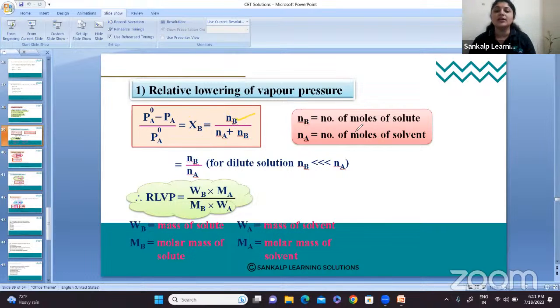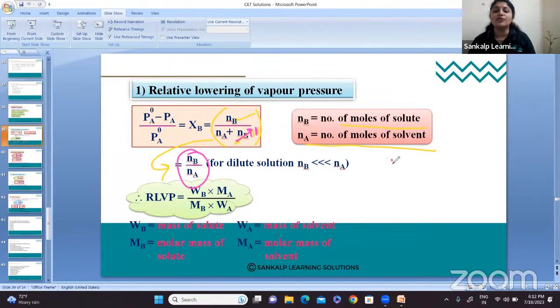NB is the number of moles of solute, NA is the number of moles of solvent. This equation can also be written as NB upon NA for a dilute solution. If you consider a dilute solution, where NB, the number of moles of solute, is very, very much less than NA, the number of moles of solvent, then it is taken as unity. So it will be NB by NA. So this is the equation.